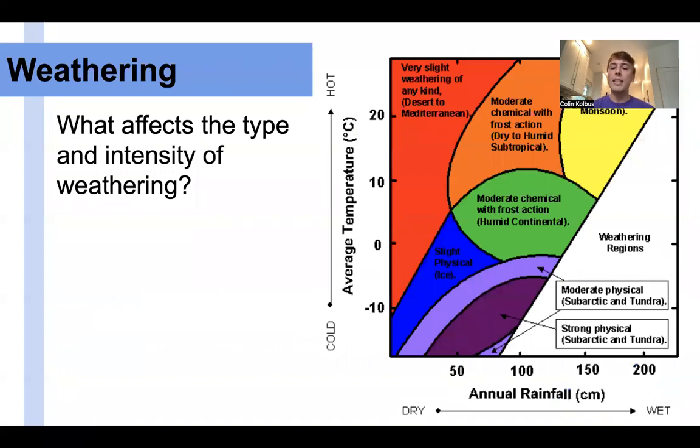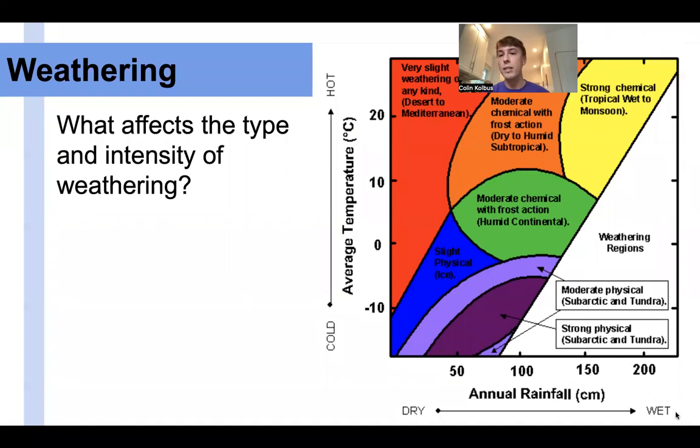And so we can plot these different types of weathering and relate them to different environments that we would find on Earth. One thing to think of is what caused all of the chemical weathering processes that we encountered. It's water. So as the environment gets more wet, we're going to see more chemical weathering processes. So strong chemical weathering occurs in tropical, wet to monsoon environments. So keep that in mind.